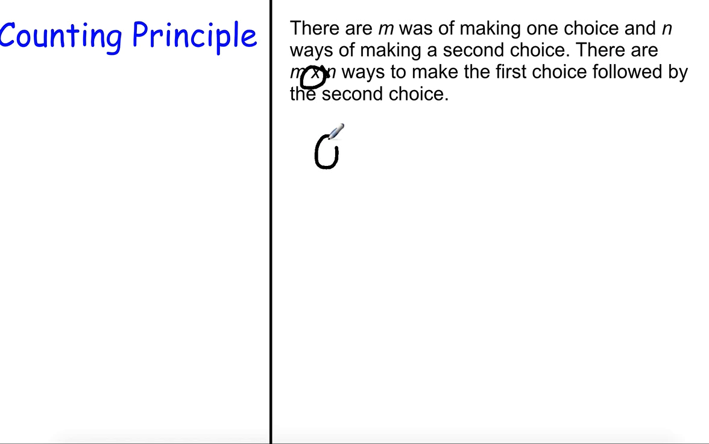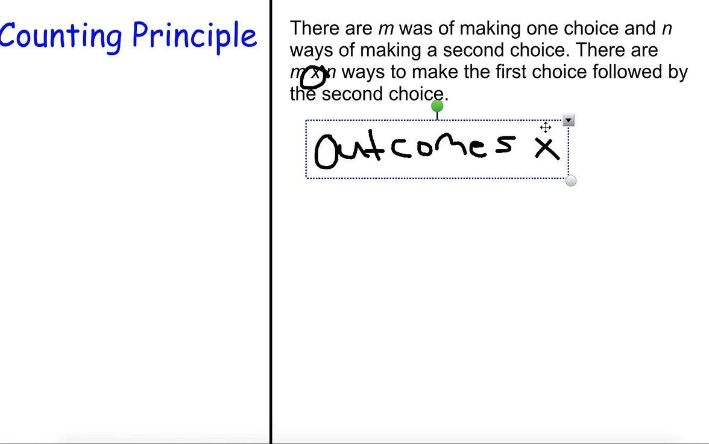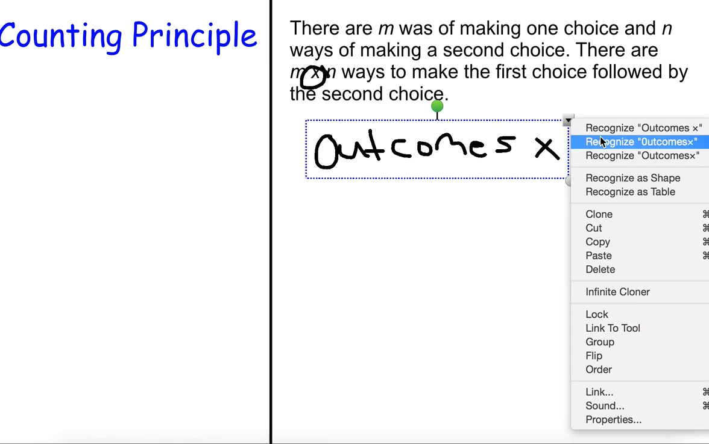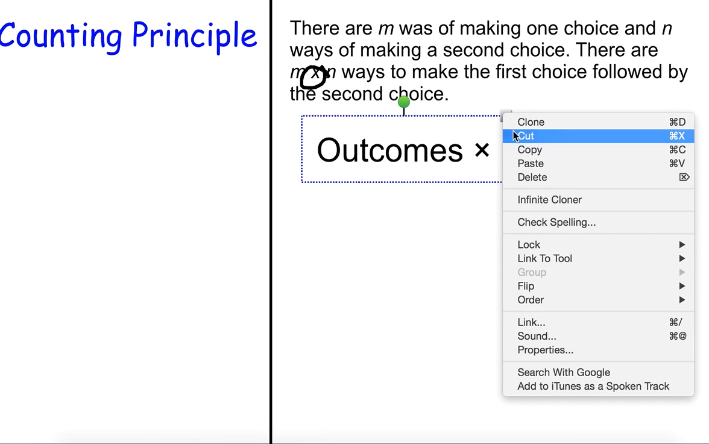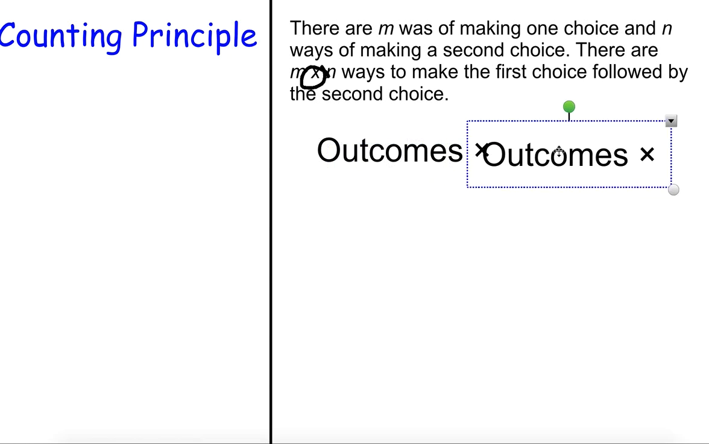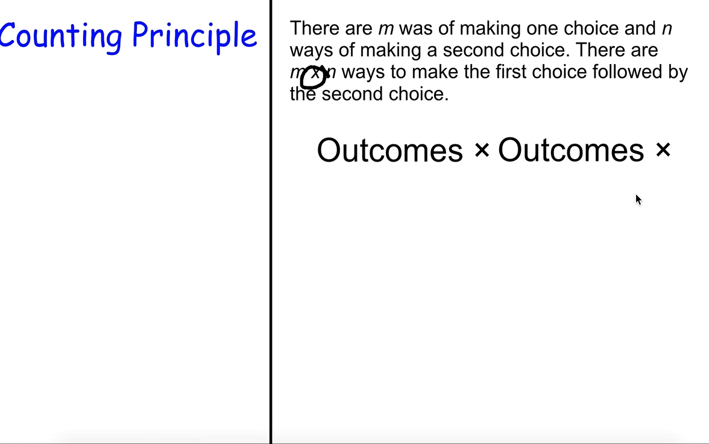So basically you are taking your outcomes from the first and you are multiplying them by your outcomes of the second. So you're taking the outcomes from the first and multiplying by the outcomes of the second, and then you could multiply that by the outcomes of the third and multiply that by the outcomes of the fourth.